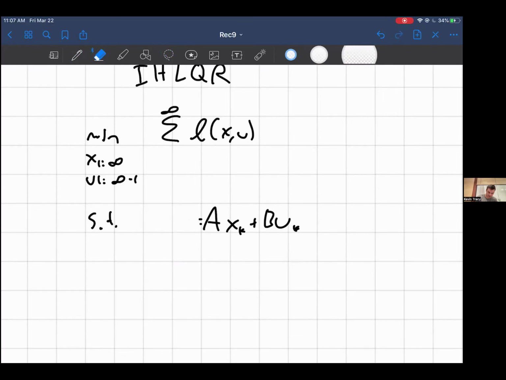So this is our infinite horizon LQR, and this is what we solve with the Riccati recursion, or there are other methods. This is when Zach goes and derives the dynamic programming solution. If you keep that thing going forever, it'll converge on a steady state K. So this we solve with Riccati, and we get one K.